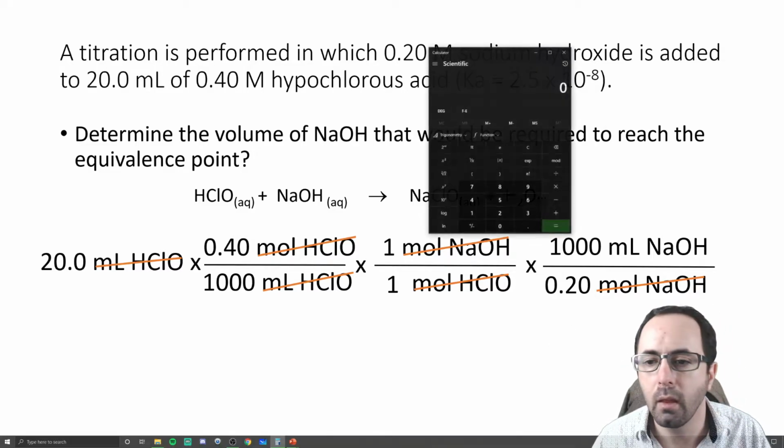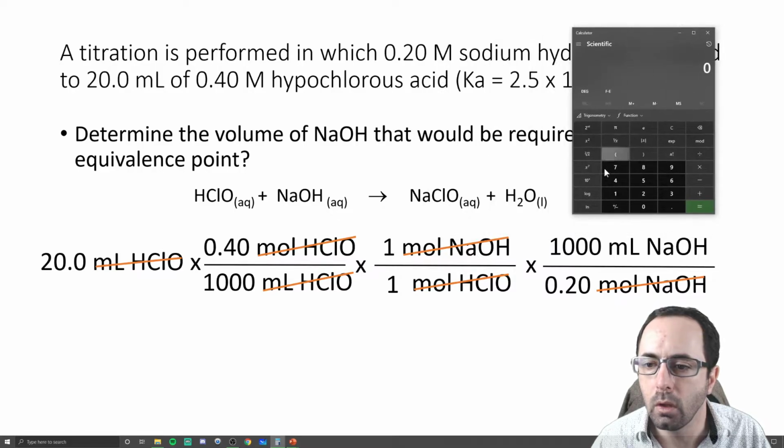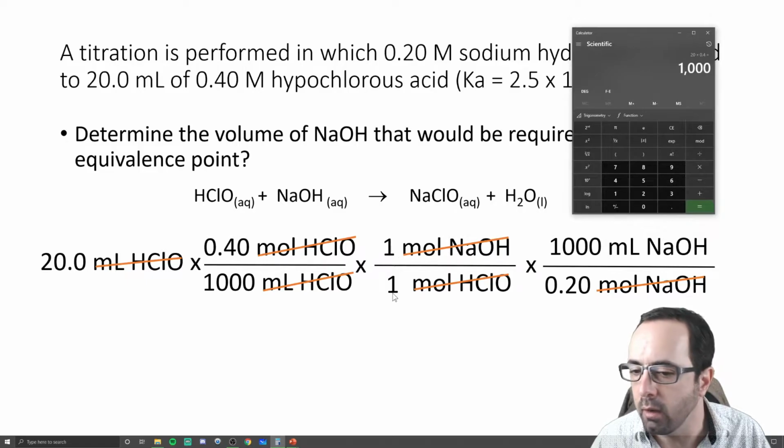So it's going to be 20 times 0.4, since it's on the top, divide by 1,000 on the bottom, and then times 1, divide by 1, that doesn't change anything. Then times 1,000 on the top here, then divide by 0.2.